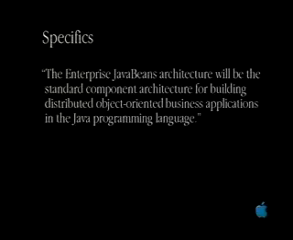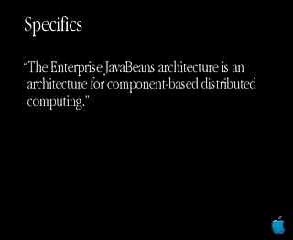On a slightly less humorous note, the Enterprise Java Beans architecture will be the standard component architecture for building distributed object-oriented business applications in the Java programming language. That's the fundamental goal of JavaSoft for EJB. In terms of what EJB is, the Enterprise Java Beans architecture is an architecture for component-based distributed computing. Okay, so that's the core definition here. We'll take a look at that.